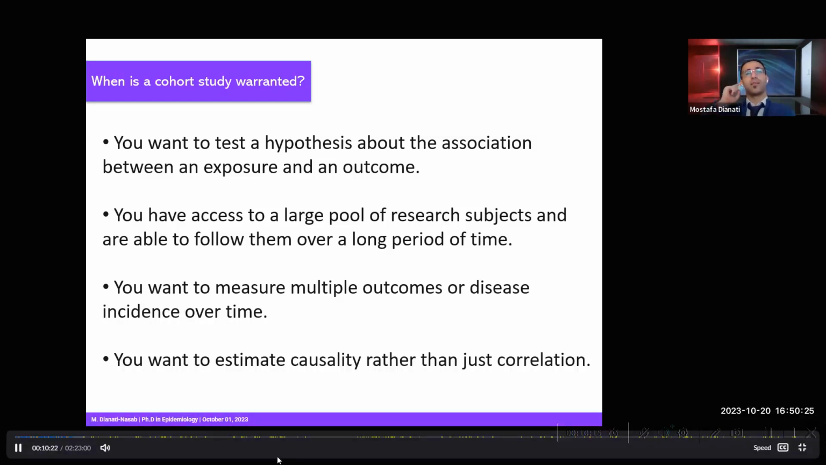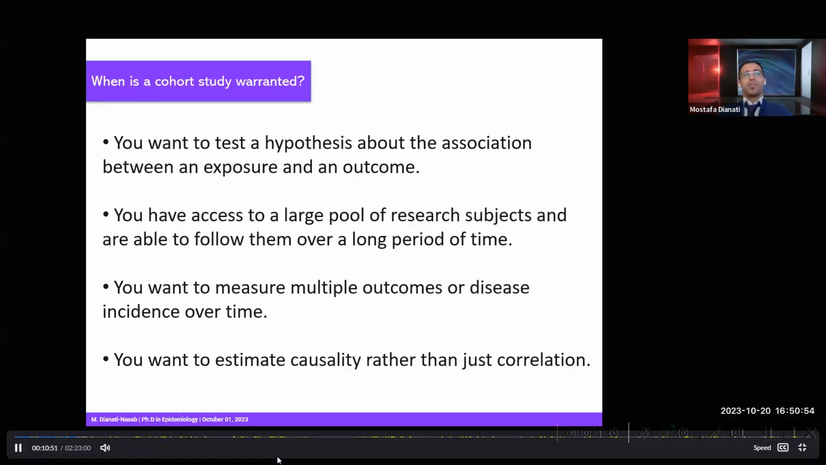Remember my first slide in this presentation. I showed you if you are going to see survival or recurrence of breast cancer in your population, because patients are already diagnosed with breast cancer, and if you are going to see recurrence or survival of patients after 5 years, then the best design is a cohort study.